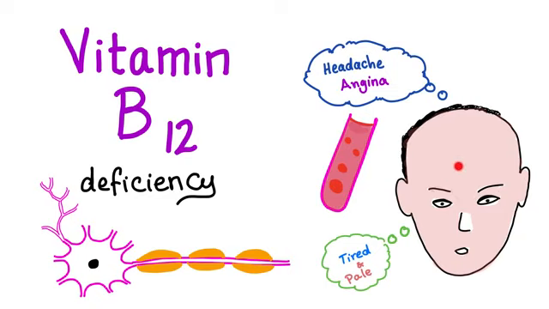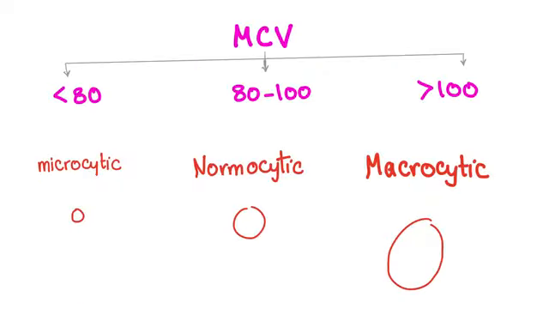Okay, so here, anemia: tired and pale, headache, angina, murmur, symptoms of anemia, neurological symptoms, and of course, vitamin B12 deficiency is a macrocytic anemia. However, folate deficiency had symptoms of anemia, but no neurological symptoms. Huge difference. So as you know, the mean corpuscular volume can determine if the anemia is microcytic, normocytic, or macrocytic.